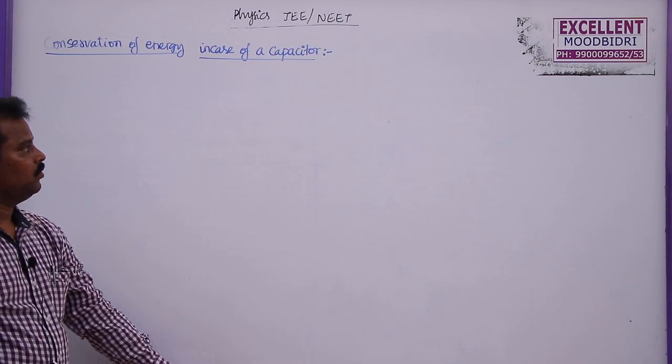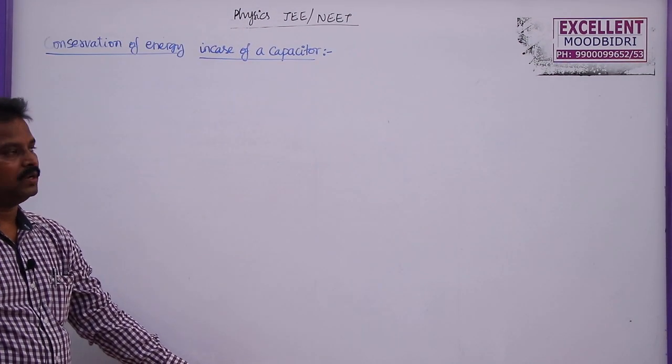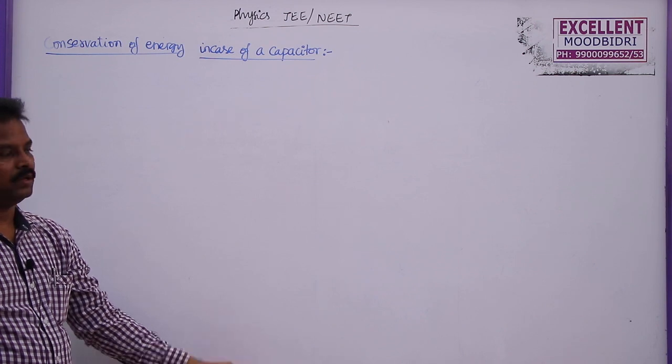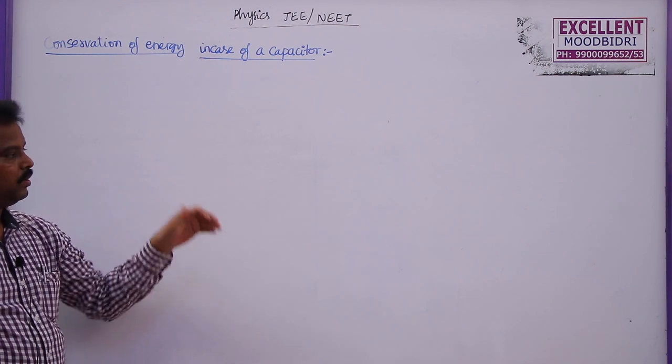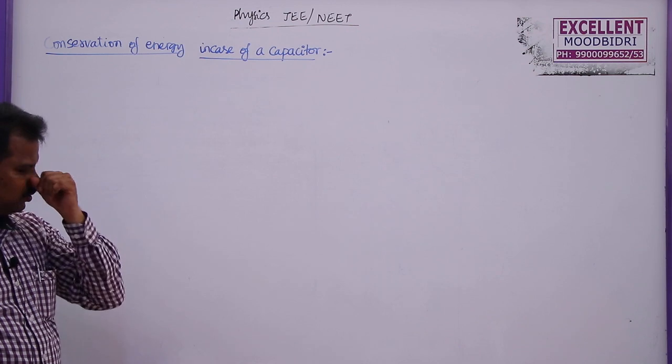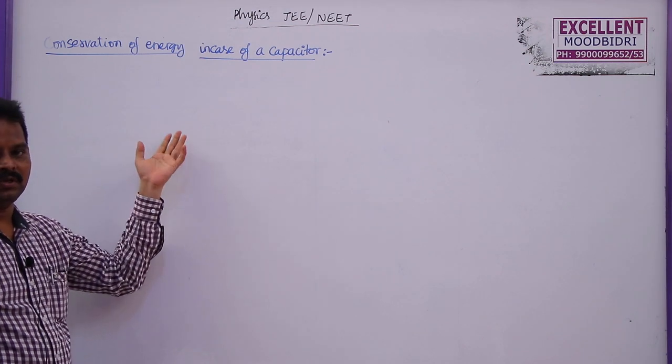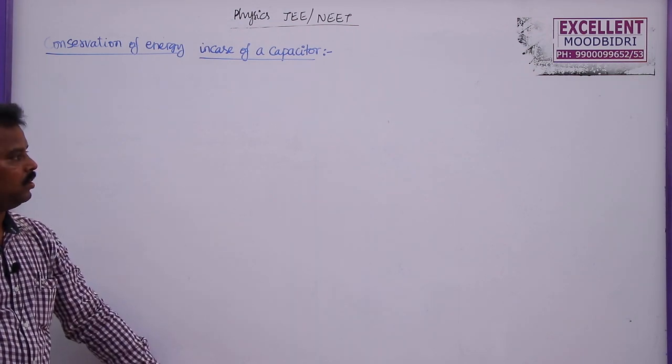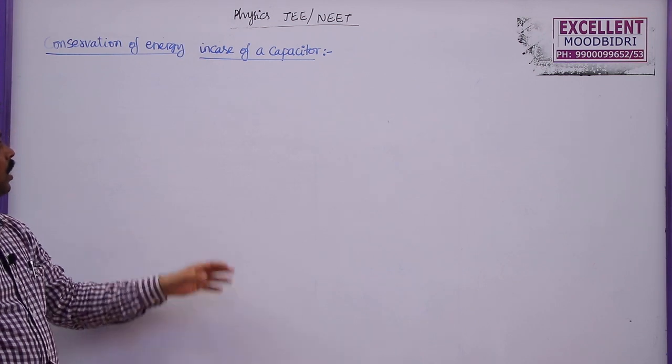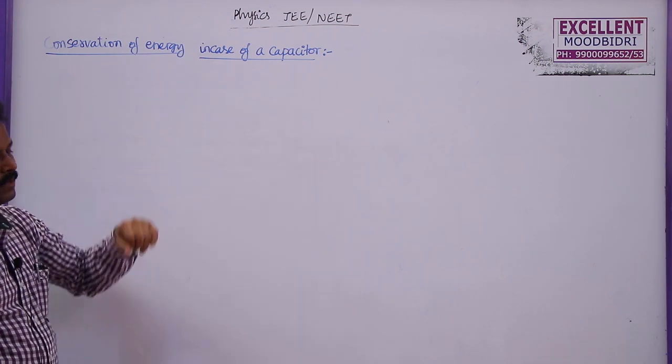In first PUC, we applied the law of conservation of energy in the case of a freely falling body and a vertically thrown body. For a pendulum also we used this, and we also apply the law of conservation of energy in the case of a fluid, and we call it Bernoulli's theorem. Now how do we apply the law of conservation of energy in the case of a capacitor?